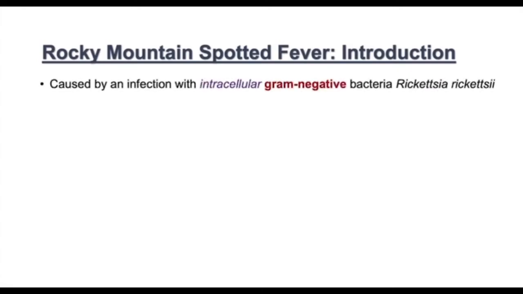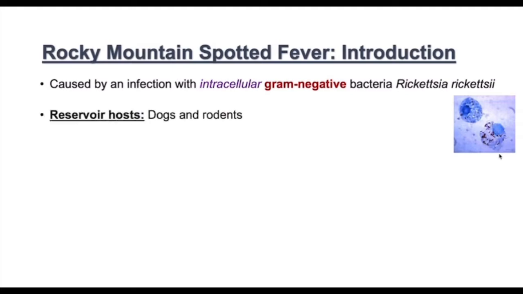So Rocky Mountain spotted fever is caused by an infection with the intracellular gram-negative bacteria known as Rickettsia rickettsii. Here is an image of those gram-negative bacteria located within a cell. The reservoir hosts for this bacteria are generally dogs and rodents. And the vectors for transmission of this bacteria are ticks of the genus Dermacentor.